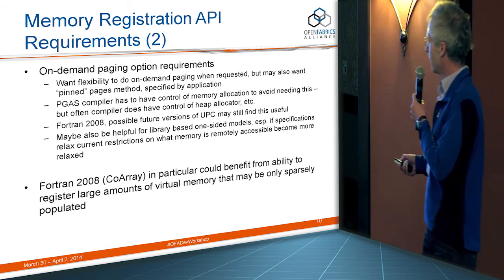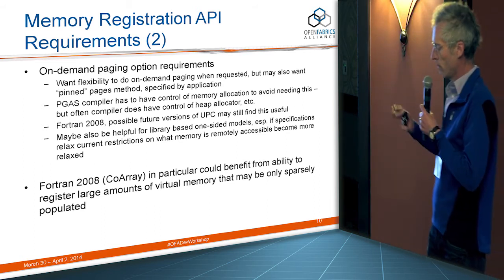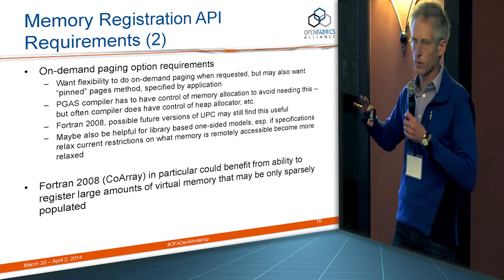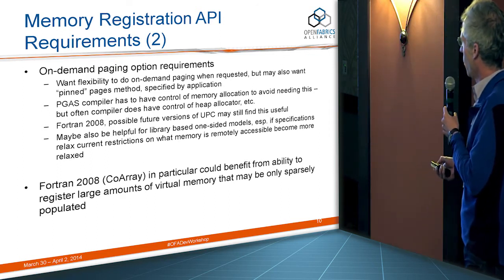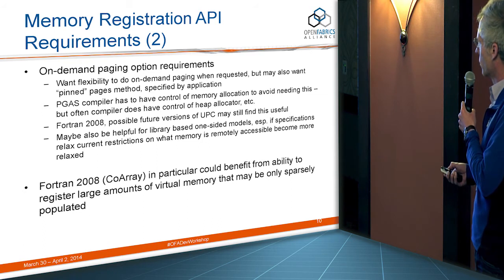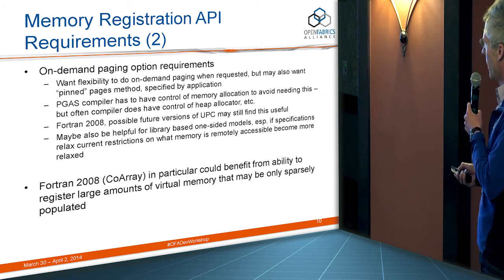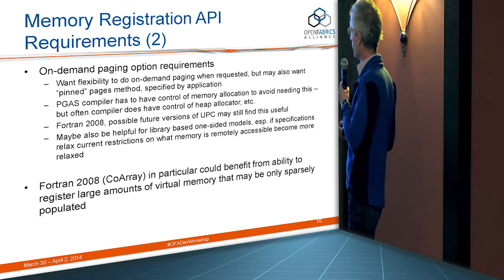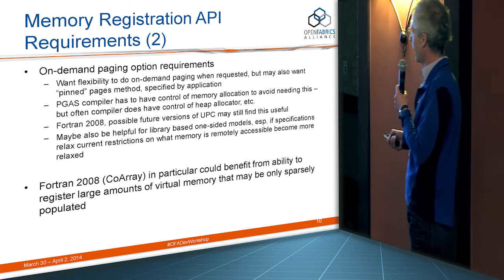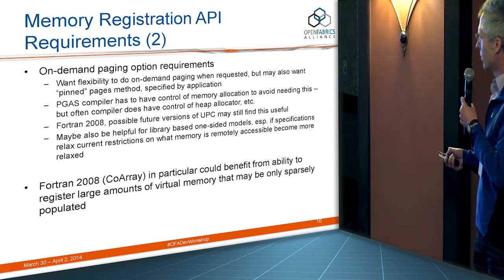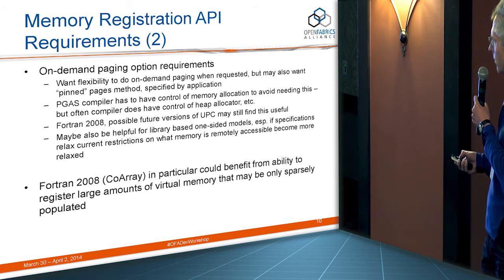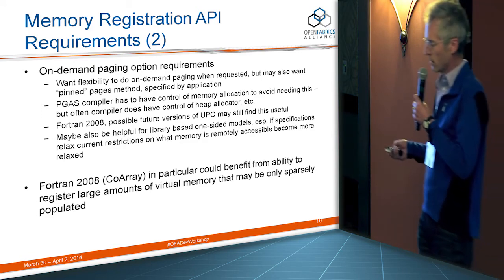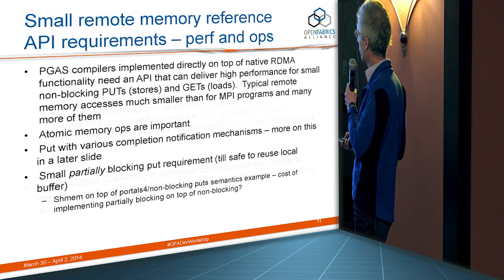Another thing is the Fortran 2008 in particular, because of that kind of blending of shared versus private address space, what they'd really like is to be able to register large amounts of virtual memory that may only be sparsely populated. So for instance, for our Aries network, we provided this kind of feature for our compiler group because they wanted to be able to sort of pre-prep the IOMMU for many, many gigabytes of possible virtual address space registration, but only ended up needing to register small pieces.